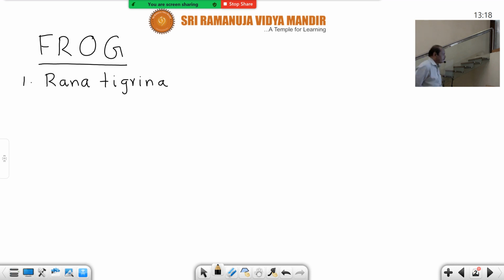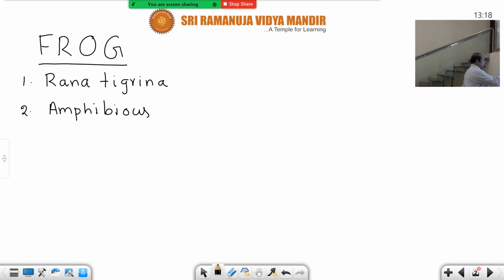Okay? So, Rana tigrina, a common Indian bullfrog. You can also say common Indian frog, and common Indian bullfrog because of its largest size. Regarding morphology, before we deal with morphology, some important features are there. These are amphibious forms. They belong to class Amphibia, that's why they live in fresh water as well as on land.